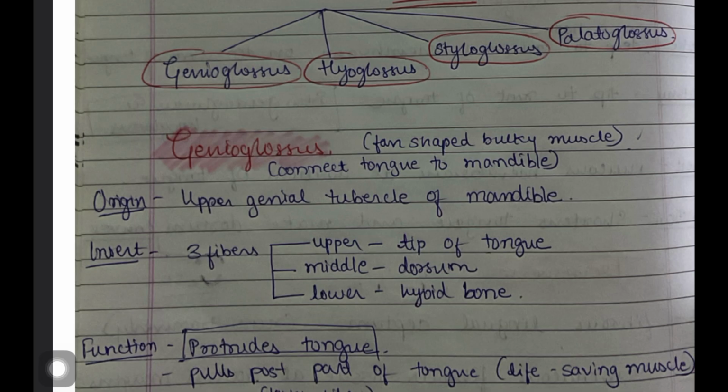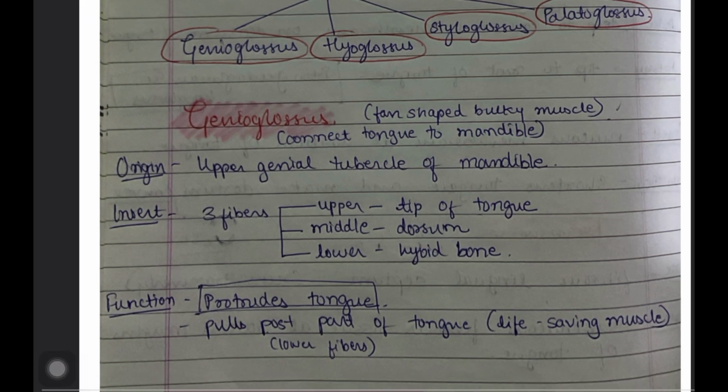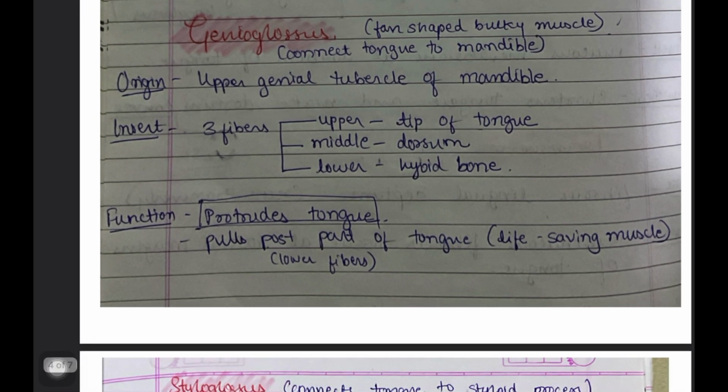Okay. Origin is the upper genial tubercles of the mandible. It is a fan-shaped bulky muscle. It connects the tongue to the mandible. Okay. Genial tubercles are always present on the mandible. That's why it is written that it connects the tongue to the mandible. Origin: upper genial tubercles of the mandible. It inserts as 3 fibers: upper at the tip of the tongue, middle at the dorsum, and lower at the hyoid bone. Okay.